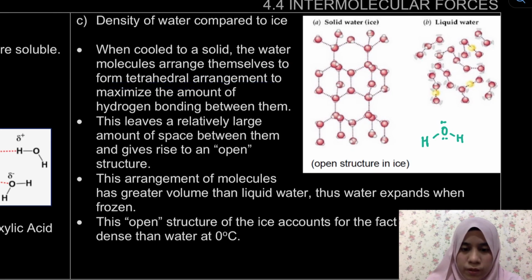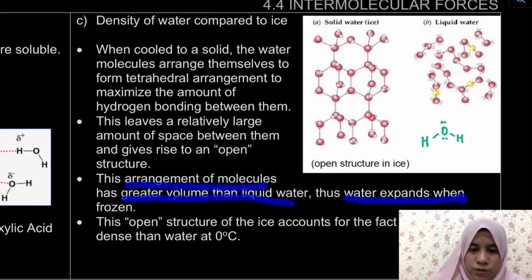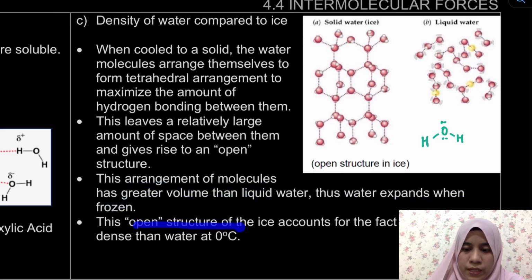So when it form tetrahedral arrangement, this leaves a relatively large amount of space between them. So kita tengok sini kan ada space yang besar ni. We have our hexagon shape. So this arrangement of molecule has greater volume than liquid water. Thus water expands when frozen. Okay, and then the open structure of the ice account for the fact that it is less dense than water.